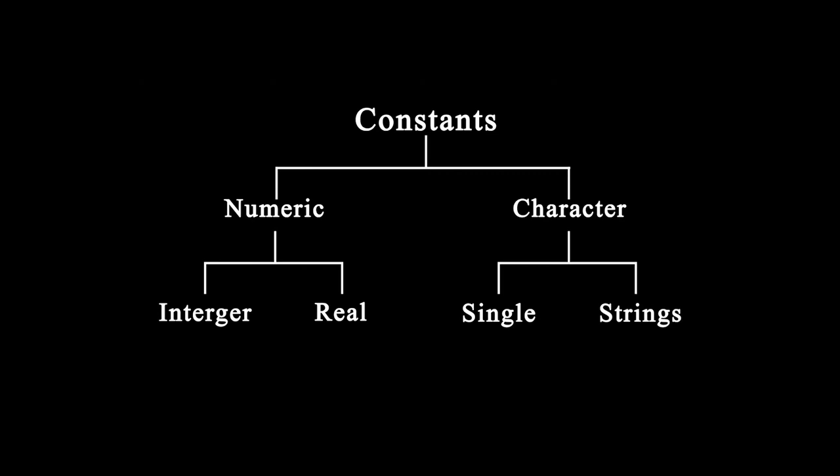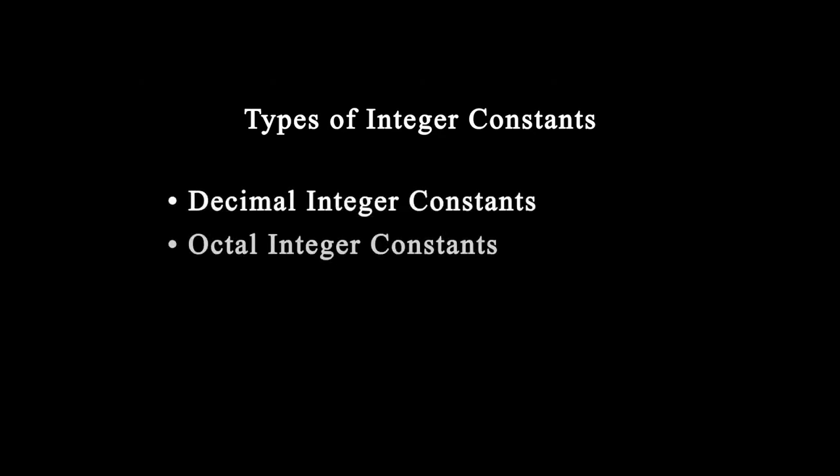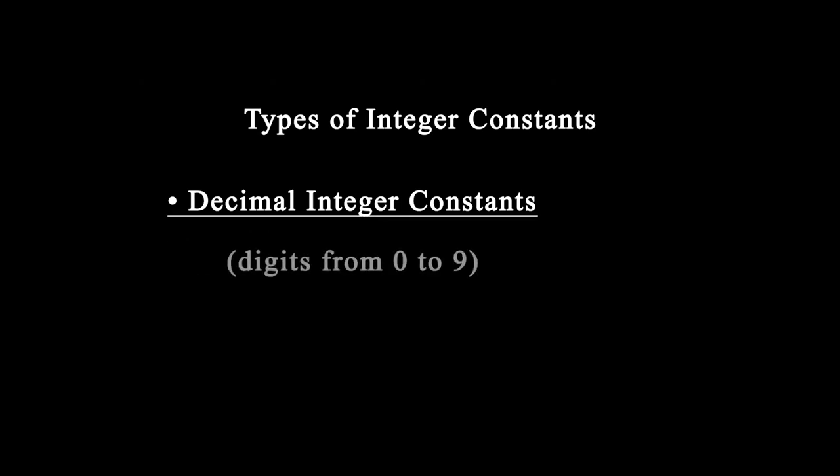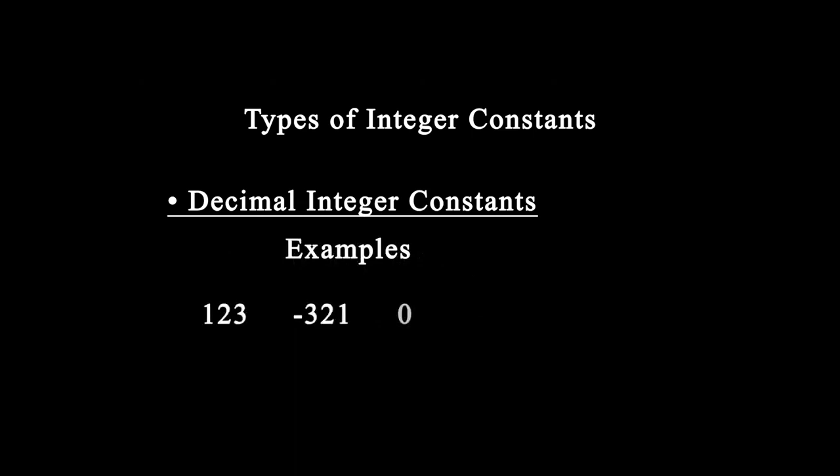Let us talk about our first constant, which is the integer constant. The integer constant refers to a sequence of digits. There are three types of integers, namely decimal integer, octal integer and hexadecimal integer. The decimal integer consists of digits from 0 to 9 preceded by an optional minus or plus sign. Examples of decimal integer constants are 123, -321, 0, 654321 and +78. These are all decimal integer constant examples.